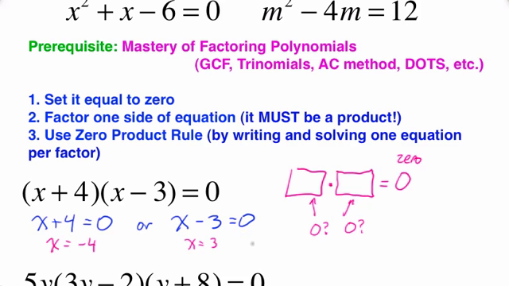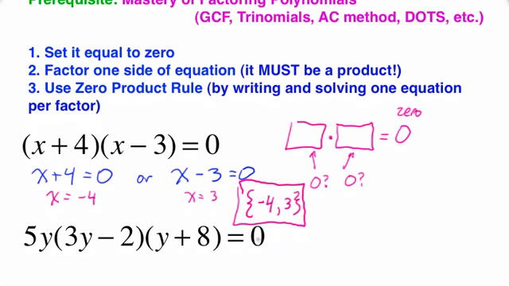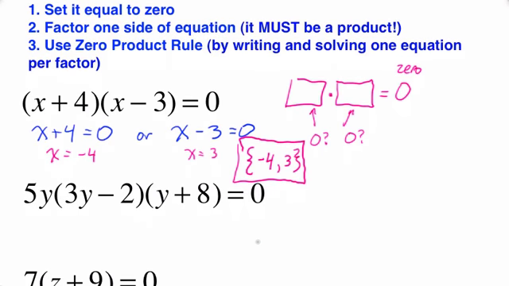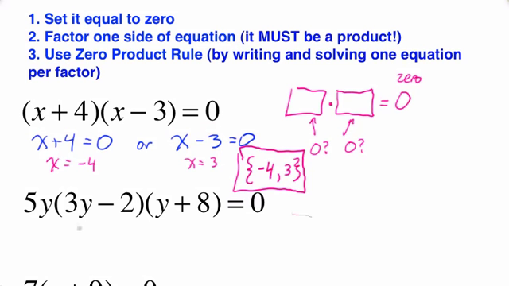Now frequently we actually write the final answer in set notation. So you may have {-4, 3} in curly brackets. This is not an ordered pair, so please do not use parentheses here. So this may be our final answer. And you could always check by plugging in these numbers. How about this next example, which also is in factored form?